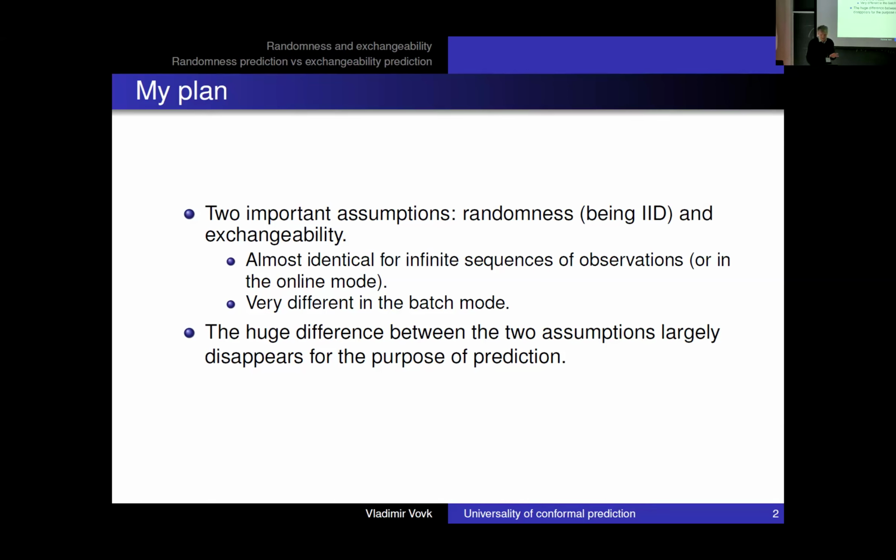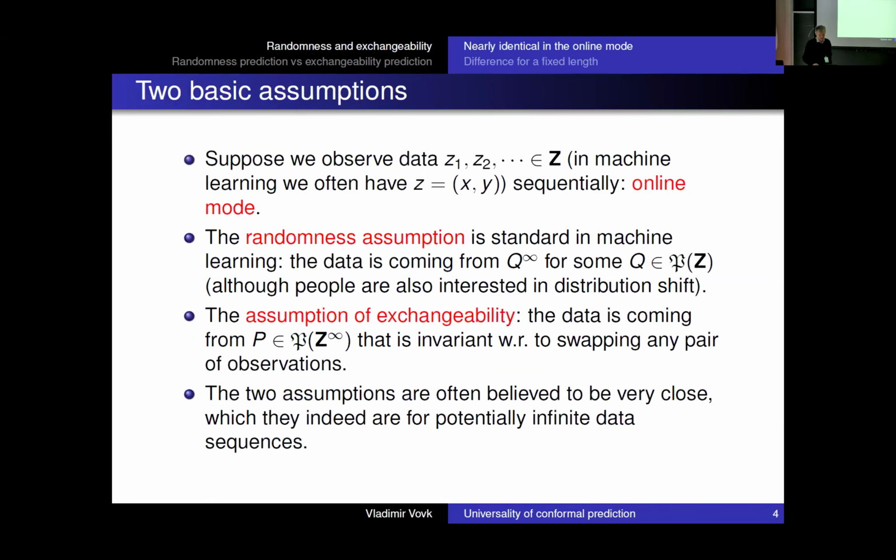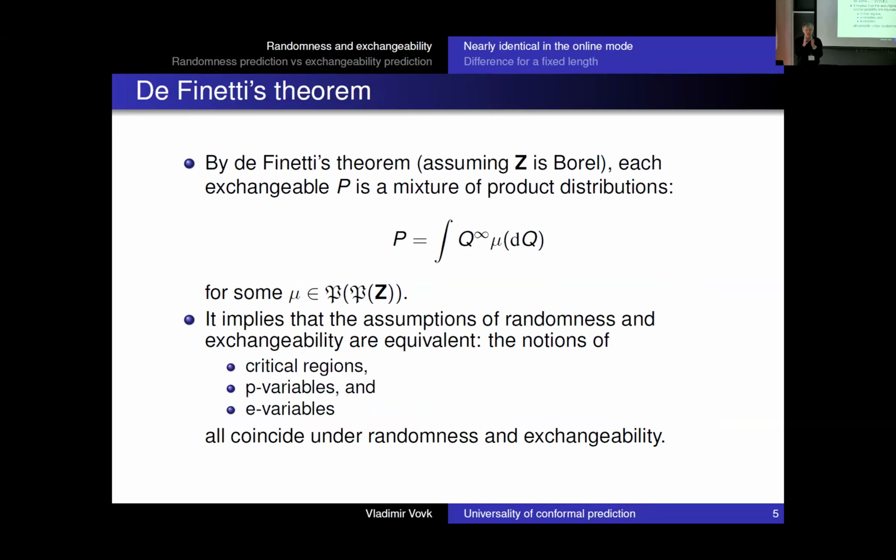First, let me discuss the difference between the two assumptions, randomness and exchangeability. For infinite data sequences, or if you don't know the length of your sequence in advance, the difference between the two assumptions essentially disappears by de Finetti's theorem. Exchangeability means that if you swap two observations, the distribution doesn't change. And randomness, as I said, is IID. By de Finetti's theorem, every exchangeable distribution on the set of all infinite sequences is a mixture of IID distributions.